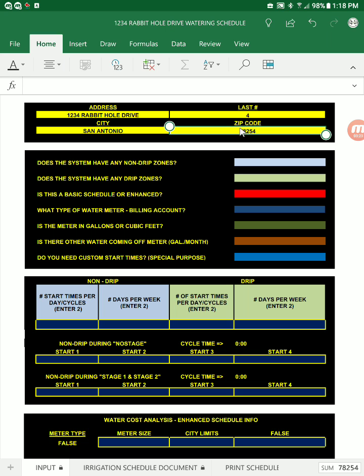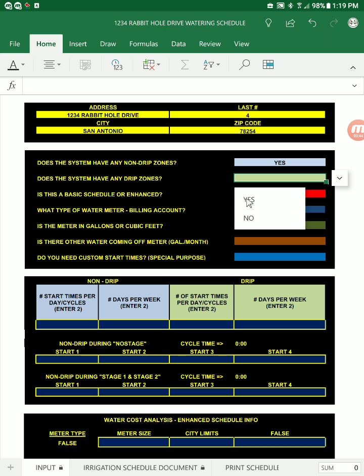Over the winter next year, I'll change this to an if-then formula where we enter the zip code and it automatically fills out the city, but that's not here right now. Does the system have any non-drip zones? Non-drip zones are what we're calling rotors, sprays, and rotators. So most all of them do, so yes.